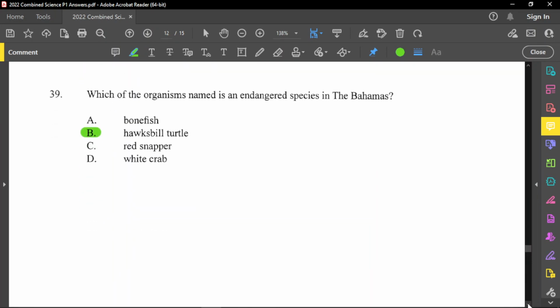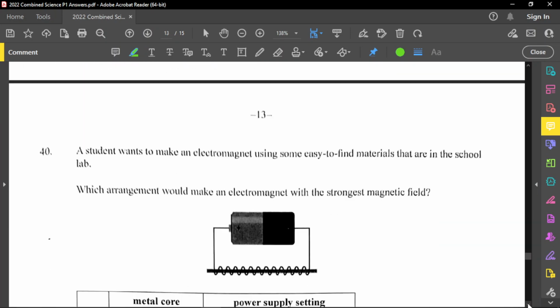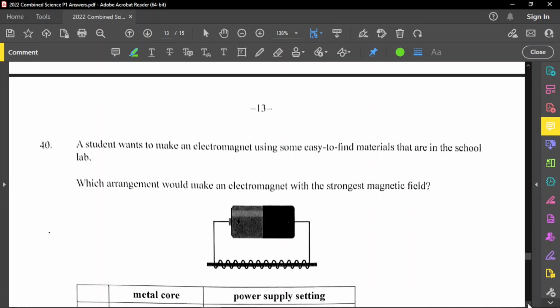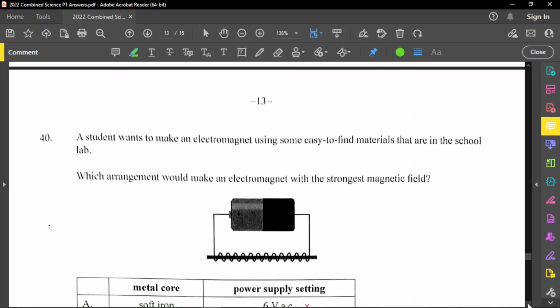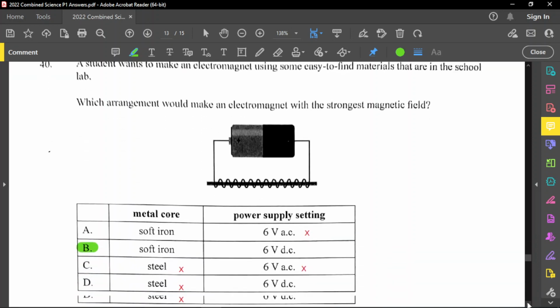All right, 40. Question number 40 is: a student wants to make an electromagnet using some easy to find materials that are in the school lab. Which arrangement would make an electromagnet with the strongest magnetic field? So what can you do to make the magnetic field really strong? There are two major things you could do. One is that the current can be increased, and of course you can have more turns as well.